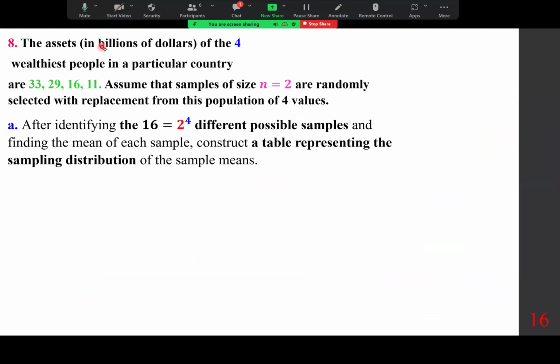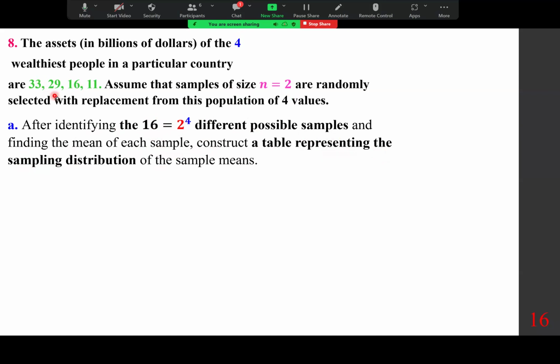The assets in billions of dollars of the 4 wealthiest people in a particular country are as follows: 33, 29, 16, and 11 billion dollars. Assume that samples of size n equals 2 are randomly selected with replacement from this population of 4 values. After identifying the 16, the way you come up with 16 is 2 to the power of 4, different possible samples, and finding the mean of each sample, construct a table corresponding to the sampling distribution of the sample means.